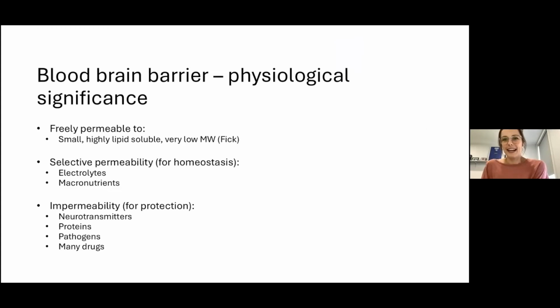All right, excellent. So if we talk about our physiological significance, because that was the question, we've got things that it's freely permeable to, things that there's selective permeability, and things that it's impermeable to. Can you tell me what sort of things fall into that freely permeable category?